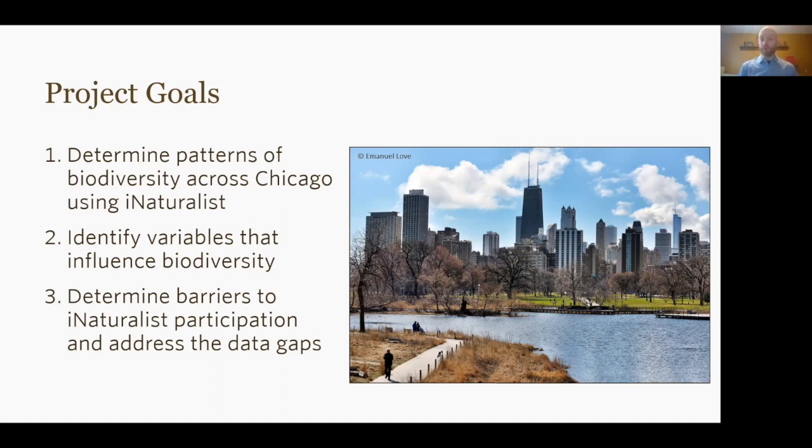And then finally, we want to look at the human component. We want to know whether or not there are barriers to participation using iNaturalist. So are there reasons that we're not seeing a lot of observations in certain parts of the city? And if so, how can we remove those barriers? How can we work with different communities, and how can those communities teach us a bit more about their neighborhoods?